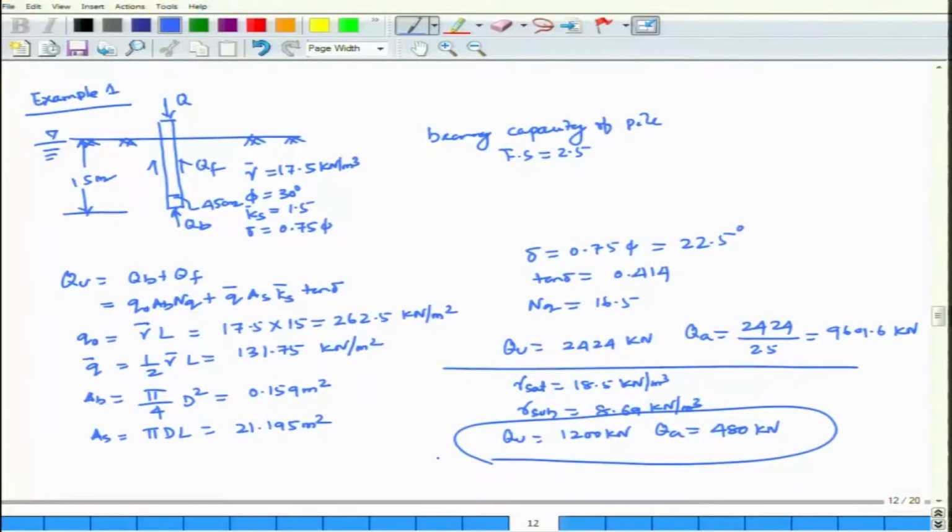Almost more than 50 percent, half of this value has been reduced. Ultimate bearing capacity without water table is your 2424 kilonewton. With water table, it comes out to be 1200 kilonewton. So, Q allowable comes out to be 480 kilonewton here, whereas Q allowable comes out to be 969.6 kilonewton without the water table.